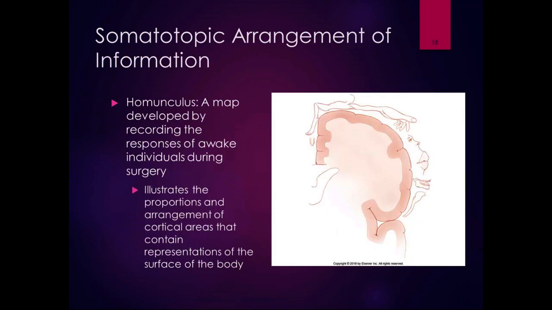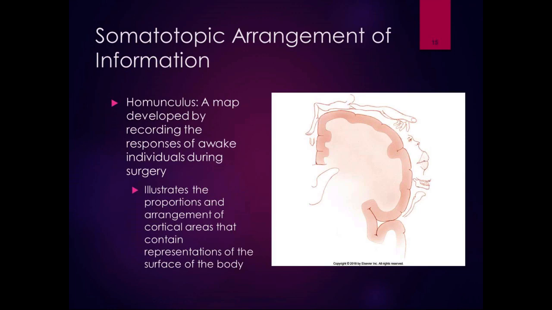When we talk about the somatotopic arrangement of the information, there's this little drawing on the outside of the cerebral cortex. It's called the homunculus. It's a map developed by recording the responses of individuals who are awake during surgery. This was done before they had functional MRI and other things like that. They had people who were conscious during surgery, and they stimulated different areas of their body and brain and saw the connection. But basically it illustrates the proportions and arrangement of cortical areas that contain representations of the surface of the body.